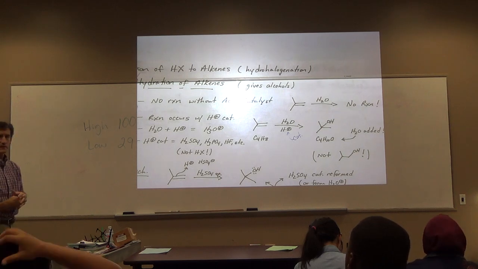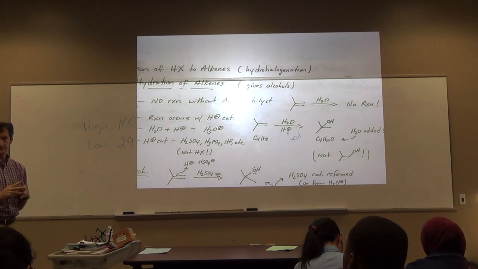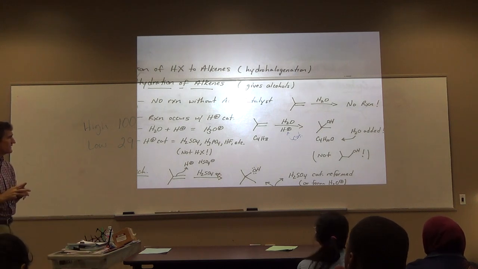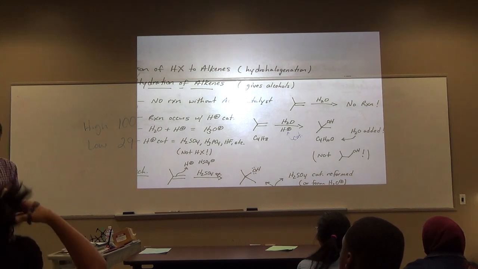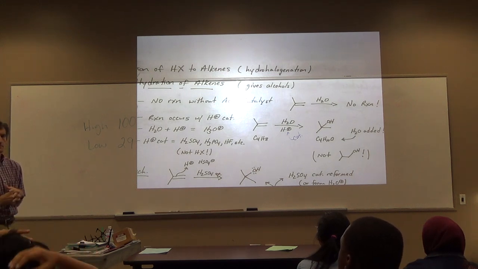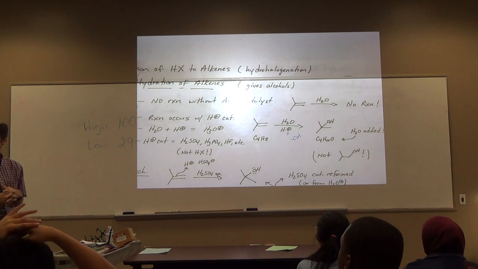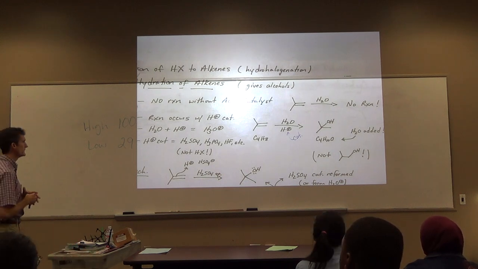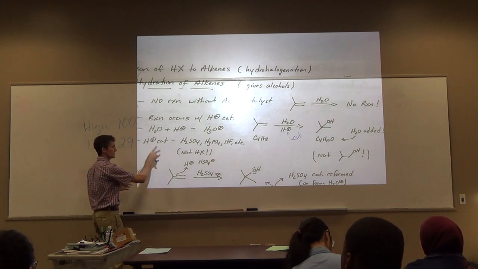But it doesn't have to be one of the seven from Gen Chem. Because HF is still a pretty strong acid. I don't think phosphoric acid is listed on the Gen Chem. Maybe it is. Is phosphoric acid considered a strong acid? Yes, Gen Chem? Yes. It is? Okay, maybe it is. It's not as strong as sulfuric.